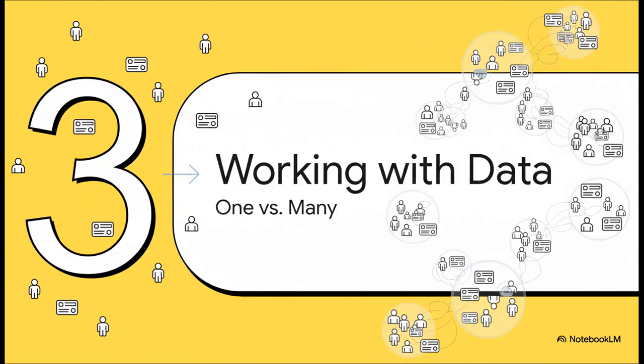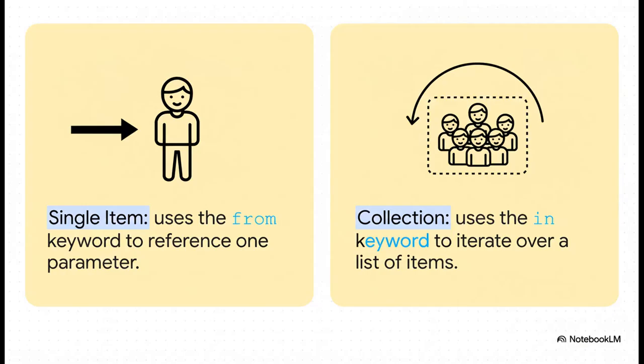Now, here's where things get really practical. It's one thing to look at a single borrower, but what happens when you have a whole list of them? ARL has a very specific way of handling one versus many, and it's crucial to understand. And this slide just nails it. The difference comes down to one little keyword.